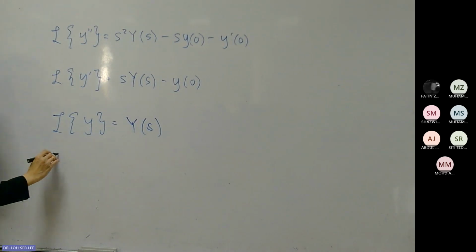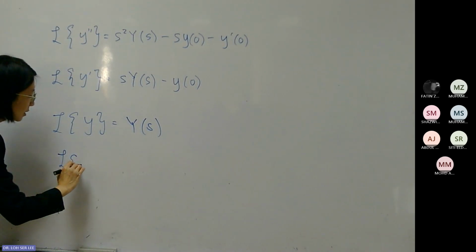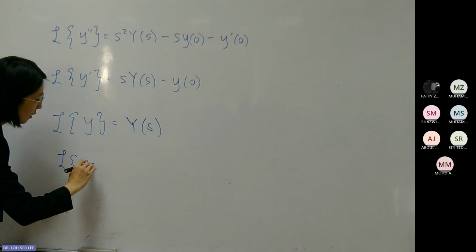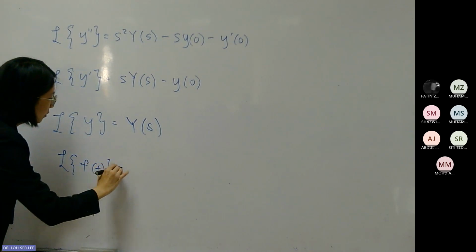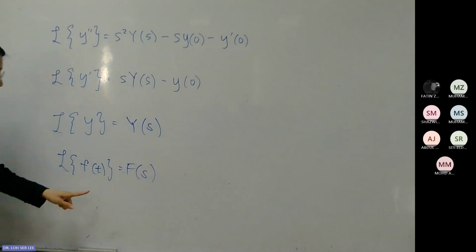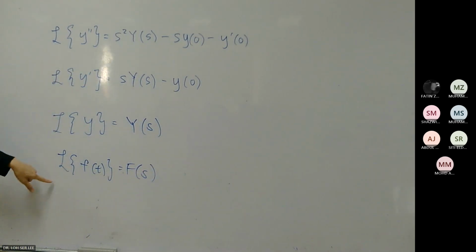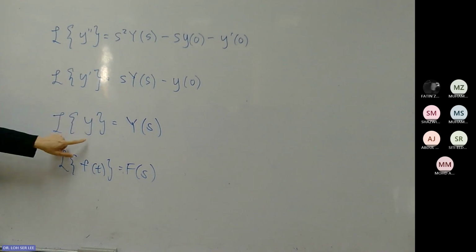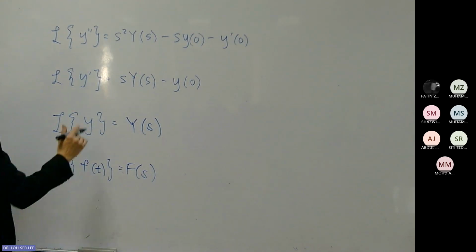Y only, we know that this is Y in s. Just like the Laplace transform of f, which you have learned: the Laplace of a function f in t, you get F in s. Same as this, because this is not a derivative, no prime. We just Laplace directly like this.